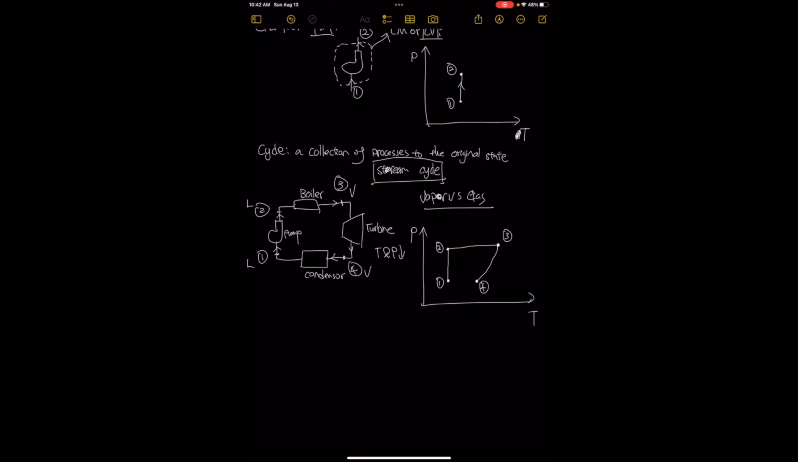And then eventually the condenser's job is to reduce the temperature and bring everything back to the original state. And that's the direction of the flow.